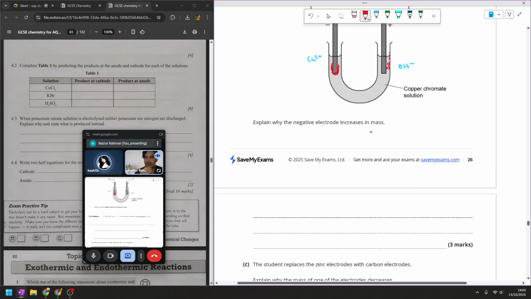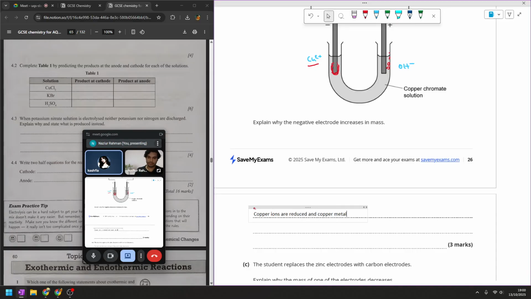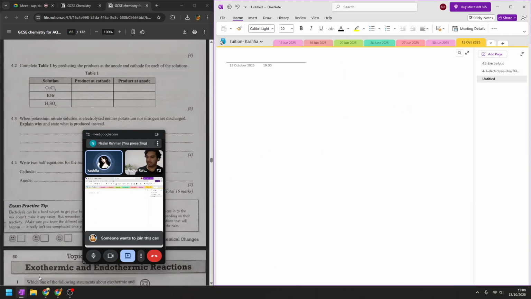Okay, so why does the negative electrode increase in mass? Because copper ions are reduced, and copper metal builds up on the electrode. Alright, so for homework, I'll give you some homework this lesson.